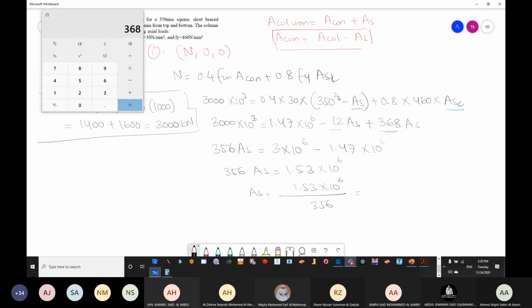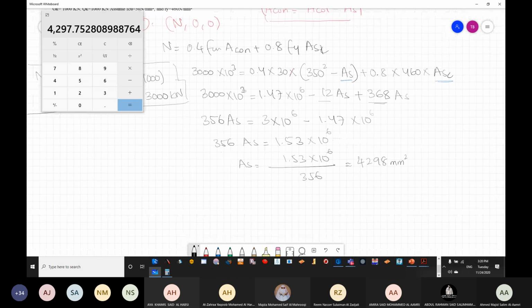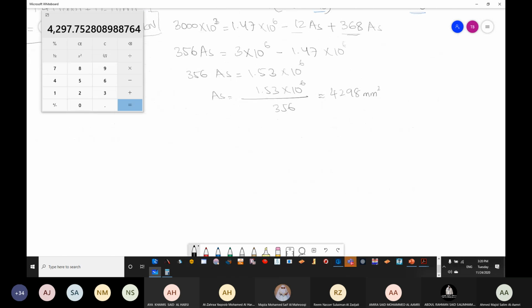This is going to give you, I believe, as whatever Amira said, divided by 356, which is around 4,298 millimeters square. Okay, so now we have got the area required. We have got As required to be 4,292. Now the next step is to find As provided.